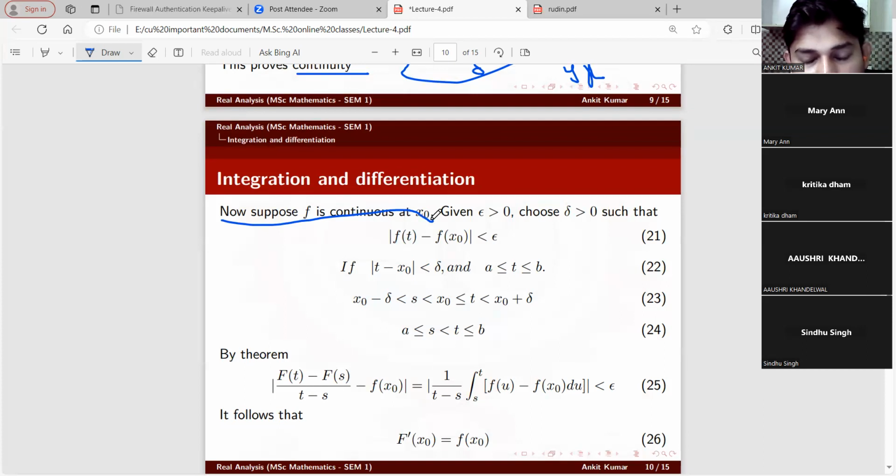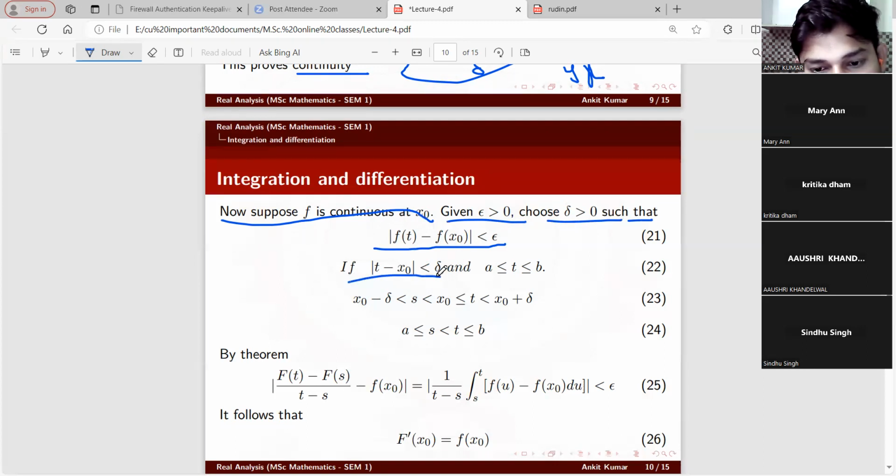Okay. So suppose f is continuous at any point x naught, and given epsilon positive, choose delta positive, using the definition of a continuous function, such that the modulus of f(t) minus f(x naught) is less than epsilon if the modulus of t minus x naught is less than delta and t lies between a and b. Suppose s lies between x naught minus delta and x naught, and t lies between x naught and x naught plus delta.